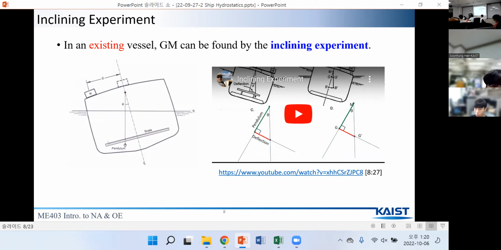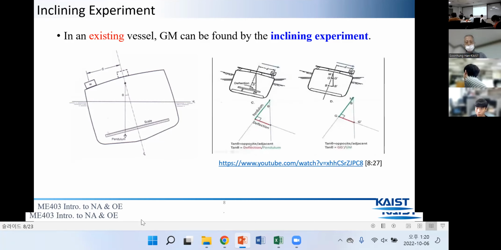Also every new ship, the shipbuilding companies, just after construction of the ship, before delivery, it is a requirement, regulation, to check the center of gravity. Because before then, it is all calculation based on designers and shipbuilding. So we are not sure whether this is the correct one. So they want to have an experiment to calculate. This is what we call the inclining experiment. The inclining experiment is done at least one time for every ship at the delivery of the ship. See the video then.